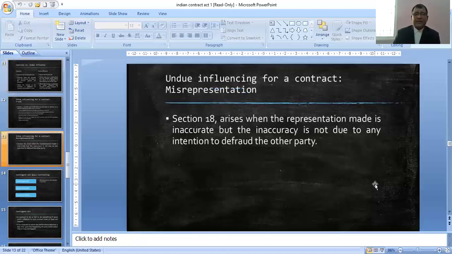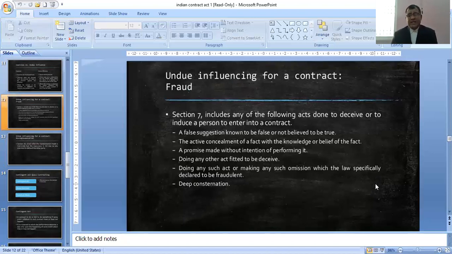Okay. Then Section 17 says fraud includes any of the following acts done by a party to induce a person to enter into a contract. One, a suggestion that a fact is true when it is not, by one who does not believe it to be true. Two, active concealment of a fact by one having knowledge or belief of the fact. Three, a promise made without any intention of performing it. Four, any other act fitted to deceive. Five, any such act or omission which the law specifically declares to be fraudulent. These are the elements of fraud.